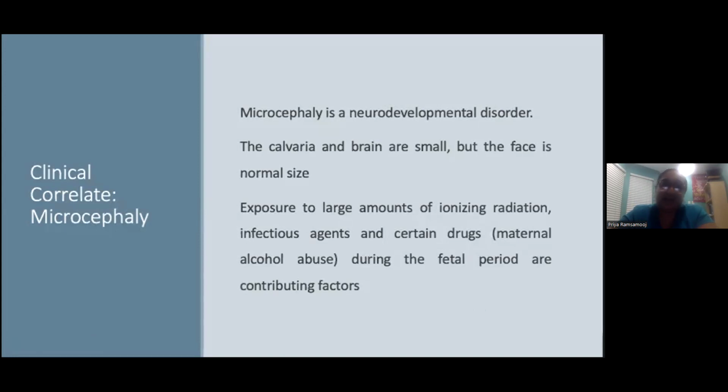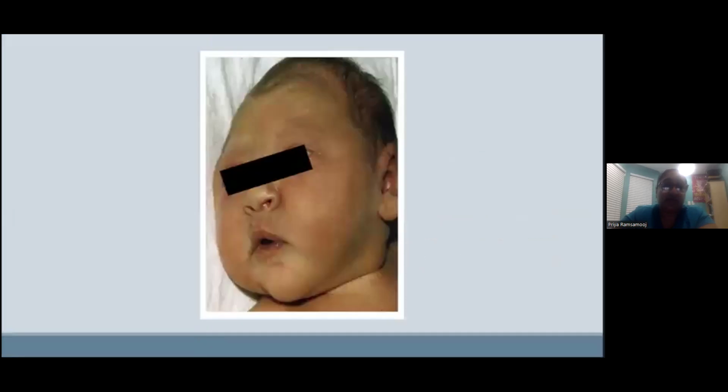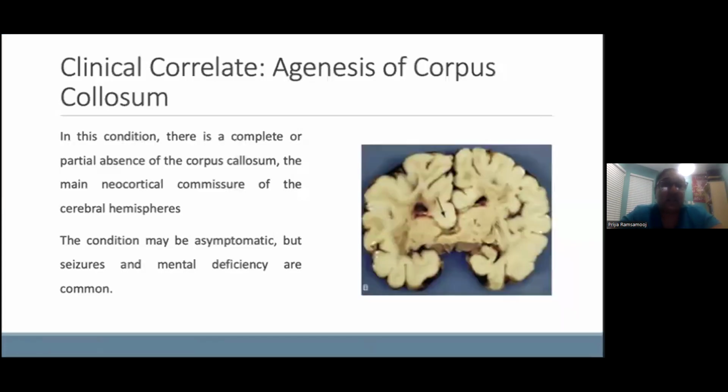Within the US, the latest statistics are that there are about 25,000 infants diagnosed annually with this. And this is an example, an infant with microcephaly showing the typical normal size face, but a small neurocranium. And this defect tends to be associated with mental deficiency simply because the brain is underdeveloped.